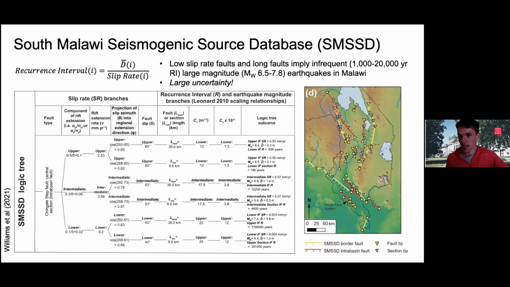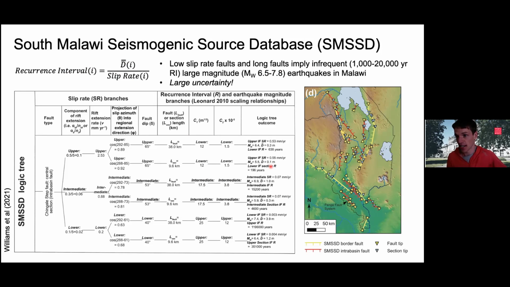If we want to start thinking more explicitly about seismic hazard, though, there are a few additional steps which should be explored in this part of the logic tree here, where we started applying empirical scaling relationships between fault length and earthquake magnitude, and fault length and earthquake single event displacement. With single event displacement, we can then combine that with the slip rate to get an idea of the earthquake recurrence intervals in Malawi. That's telling us you get quite large magnitude earthquakes in Malawi, but because these are low slip rate faults, these are infrequent events.